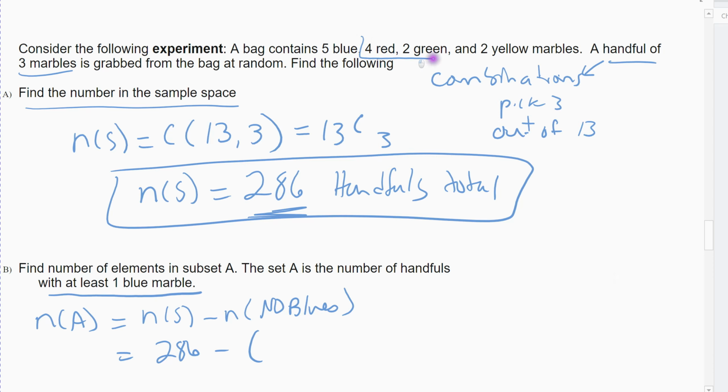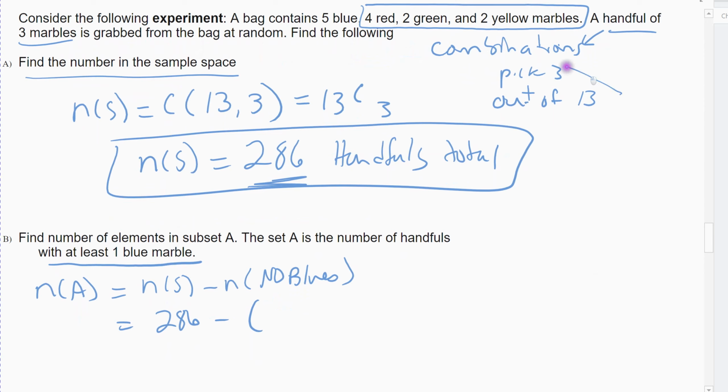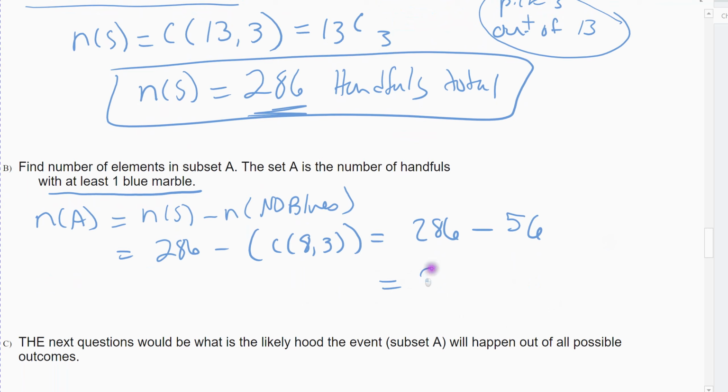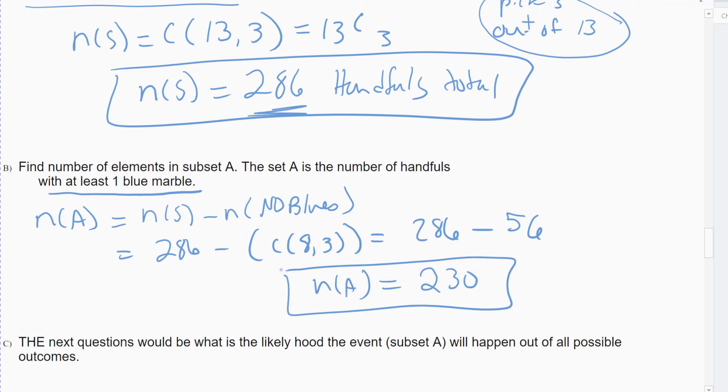That means I'm just picking out of the marbles that are not blue. There are 8 non-blues, and I want 3 of them, because I always have to finish my handful. So 8 choose 3, and I plug that into the calculator. It comes out at 56, so there are 56 handfuls with no blue. I take my total, 286, minus my 56, and that leaves me with 230 in event A. So 230 handfuls with at least 1 blue marble.